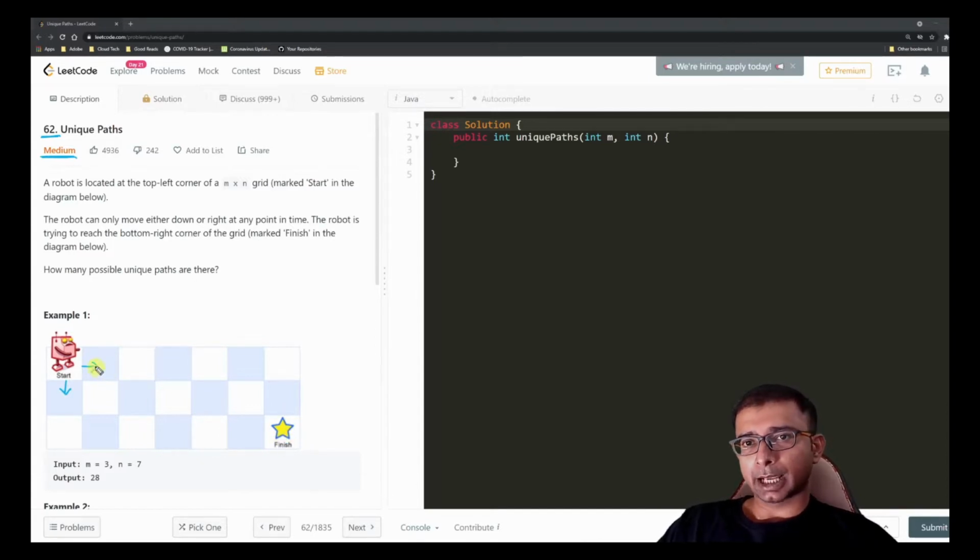So what will happen is there are multiple paths that can come up in the process, right? Either he can go right, then he can come down, or he can continue to go right. So there are a lot of possible paths in order to reach the destination, and we need to come up with the number of such possible paths.